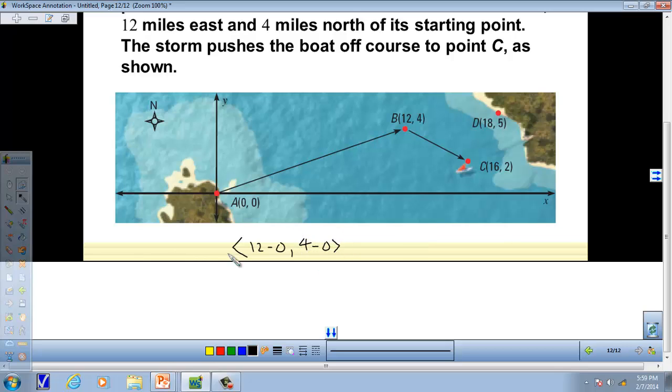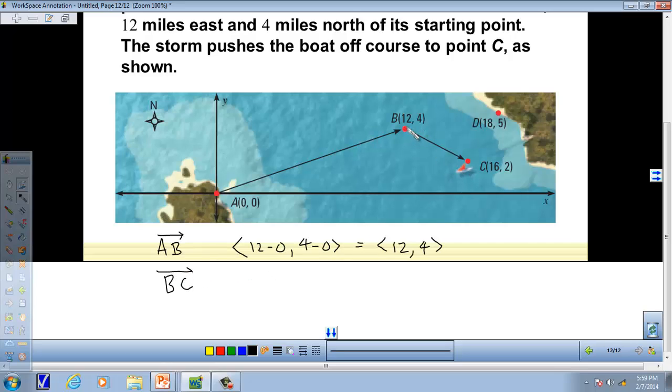So that gives us, for AB, it would be equal to 12, 4. They also want us to do one for BC, and you use the same strategy.